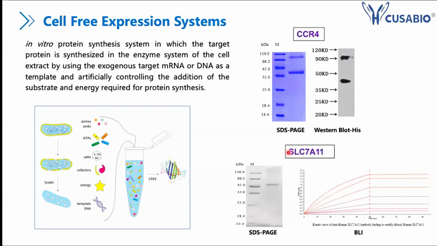But what I want to introduce is that at CUSABIO, we also use the cell-free expression system to express transmembrane proteins. As you see here, I have two examples. Both of these proteins are transmembrane proteins, CCR4 and SLC7A11. And we already confirmed that these two proteins have bioactivities.